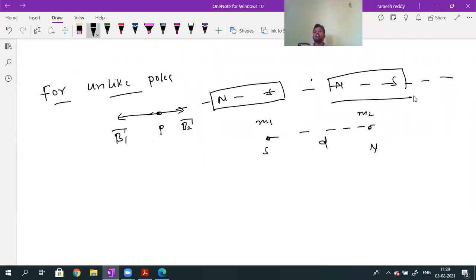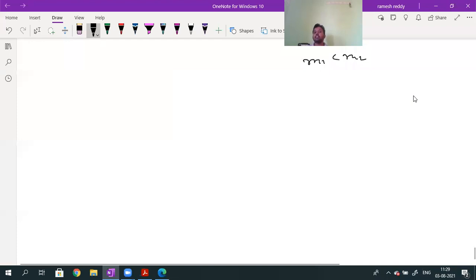What is the distance of the null point from the weaker pole? Here also the condition is given, m1 is less than m2. If I call this the weaker pole, and the distance from the weaker pole is x, this distance will become d plus x. What is the formula for x? The formula for x is d divided by root over m2 by m1. Small m's indicate the pole strengths. So x is d divided by root over m2 by m1 plus 1 or minus 1.